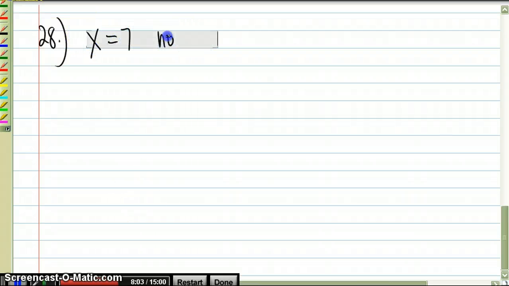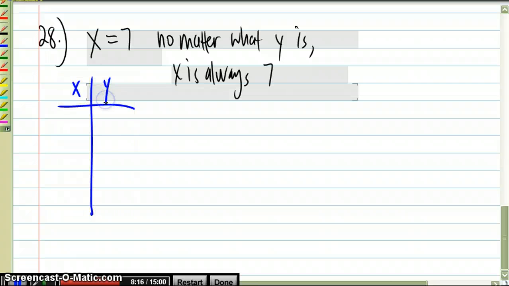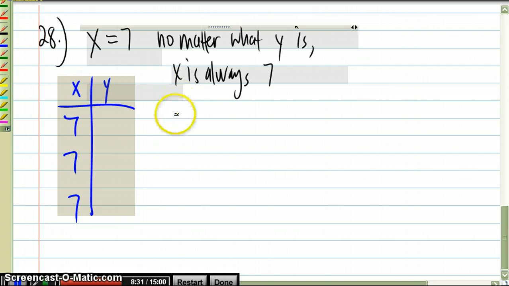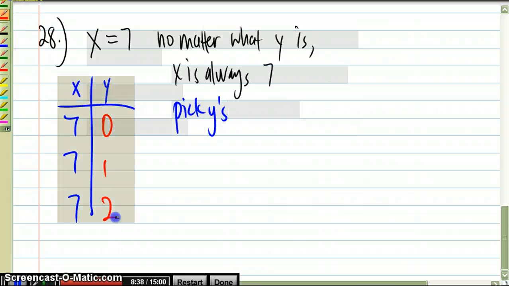Okay, that's 25. And number 28 is very similar, but instead of y equals something, x is equal to 7. So here, no matter what y is, x is always 7. So if I were to do a little mini chart with just x and y, the x this time is going to be always 7. So I'm not really allowed to, for this equation, pick my x's, because it's telling me in the equation that x is 7 all the time. But I can pick my y's, meaning y's will change.